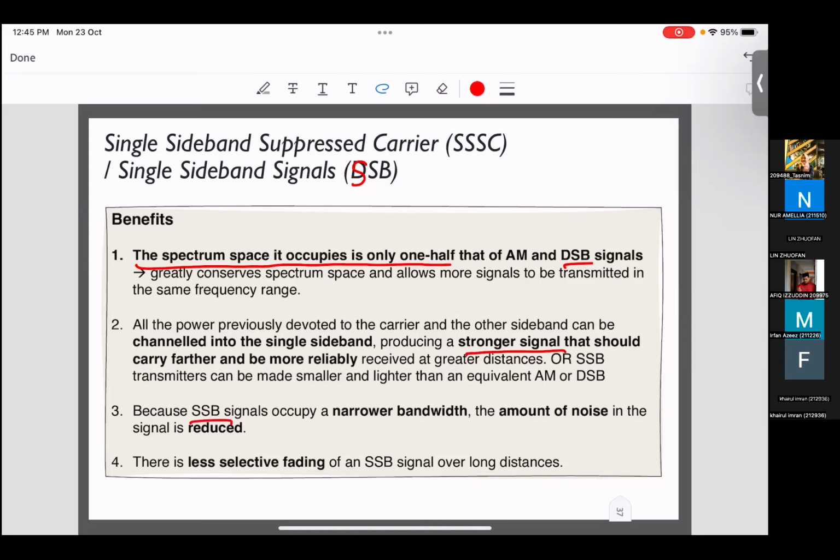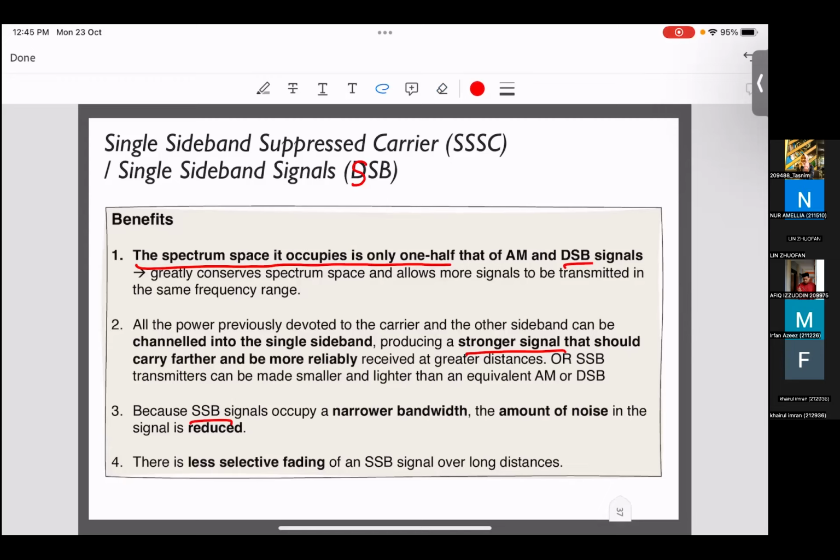And then because SSB signals occupy a narrower bandwidth, the amount of noise is also reduced. As I told you before, when we increase bandwidth, we are also increasing noise. When we reduce bandwidth, we are reducing noise.